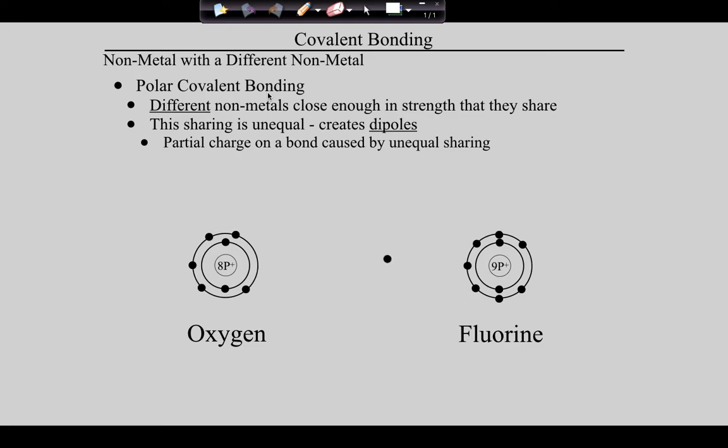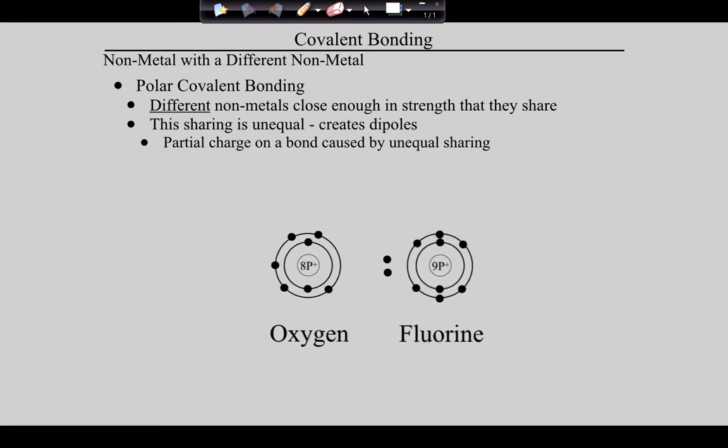And so they end up doing this. And they end up sharing. But guys, notice where the electrons are. Why are they closer to the fluorine? Because fluorine's stronger. So guys, what this does, and watch, this is the big idea today. Guys, what this does is it creates what we call a polar covalent bond. Literally, these electrons are closer to the fluorine than the oxygen.